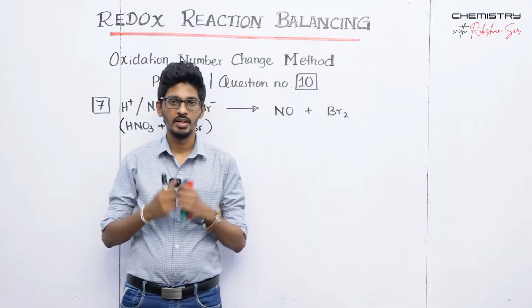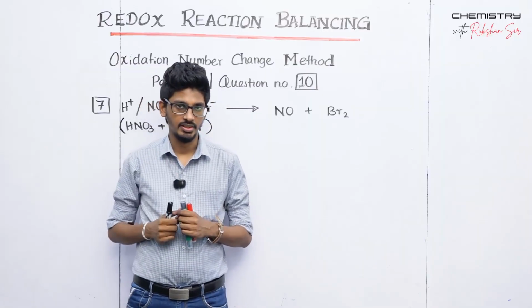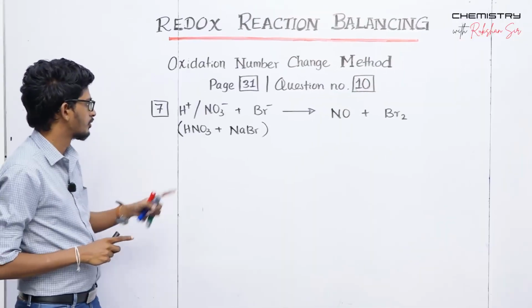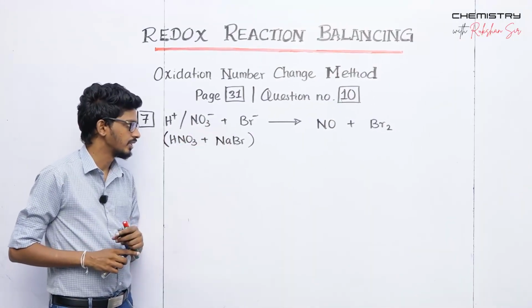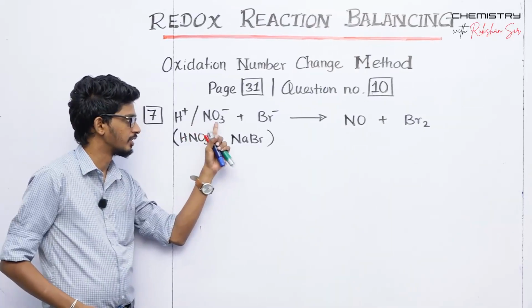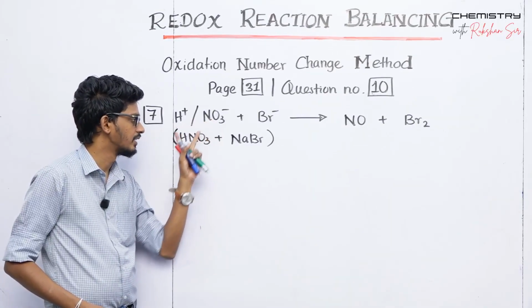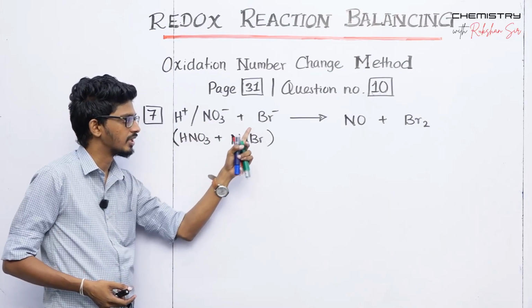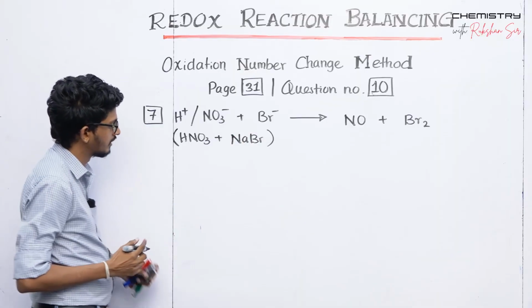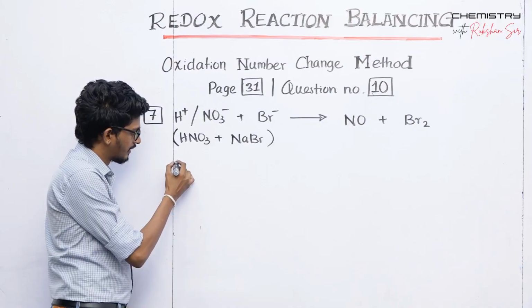Okay, let's try to solve question number 7 here. In acidic medium, NO3 minus ions react with Br minus to form NO and Br2. To provide the acid as well as the NO3 minus, HNO3 is used, and to provide the Br minus, NaBr is used. So first of all, let's come up with the ionic equation.